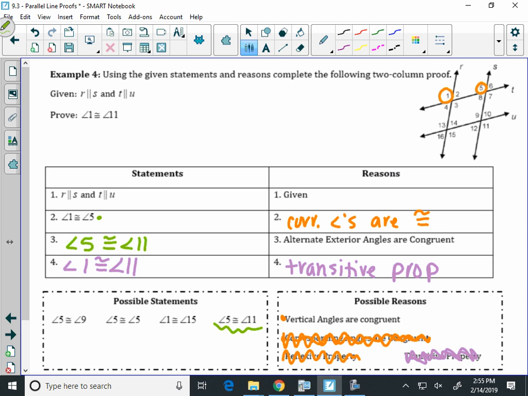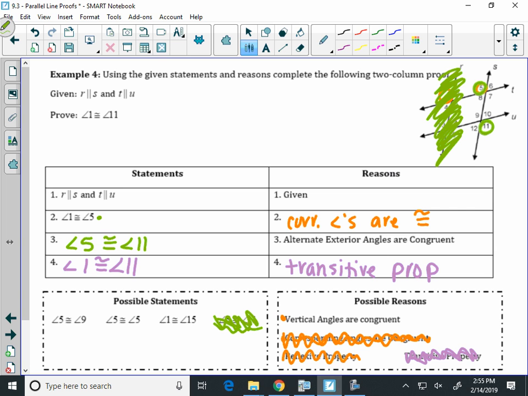I'm just going to double check to make sure those are alternate exterior angles. So here's angle 5. Here's angle 11. If it helps, cover up line R with your hand. I'm just going to scratch it out for you. Just put your hand right there. And if you visually look at it, yes, angle 5 and angle 11 are alternate exterior angles, so I know that's the right one.